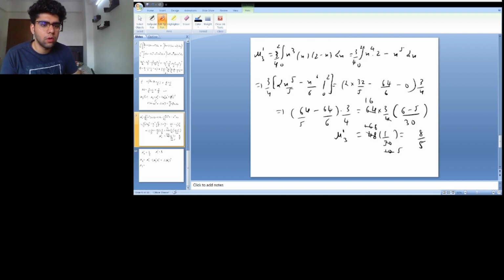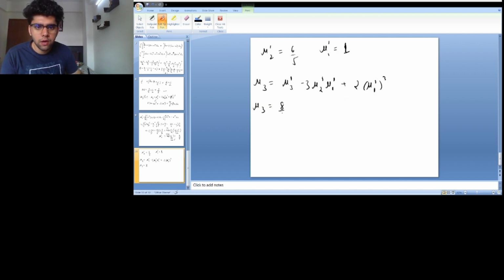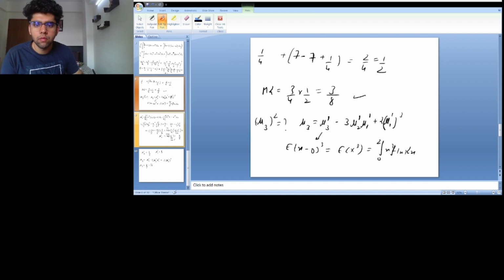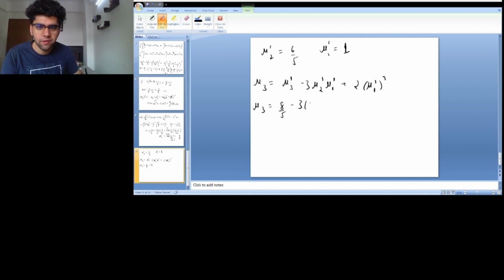So what I'll be getting is 8 by 5 minus 3 times the second moment, where's my second moment? Yes, this was 6 by 5. Why am I going to other slides? I have written this earlier only. 2 into the cube. So my third moment is 8 by 5 minus 18 by 5 plus 2, which will be giving me minus 10 by 5 plus 2, which is 0.